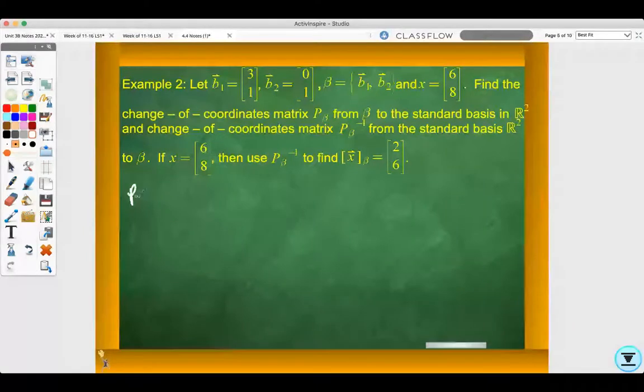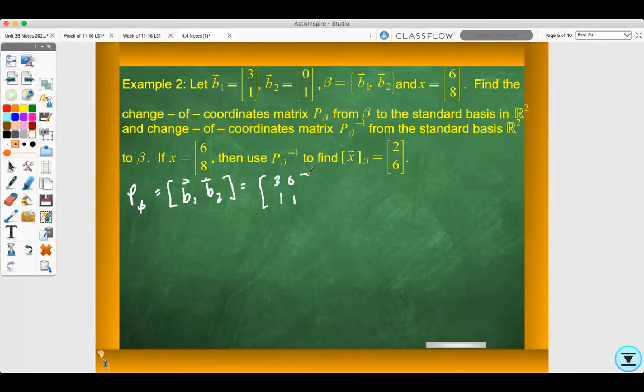So the first thing that we have is PB, they give us B1, B2, which equals 3, 1, 0, 1. So my inverse of this would equal, switch these, well, it'd be 1/3, and you'd switch those and negative the other one. So I would have 1/3, negative 1/3, 0, 1.